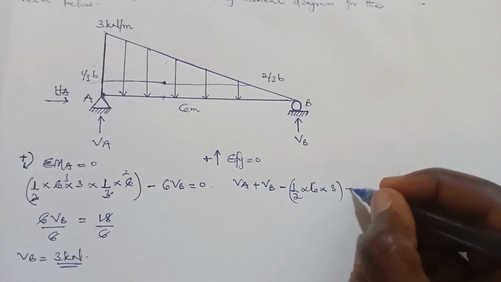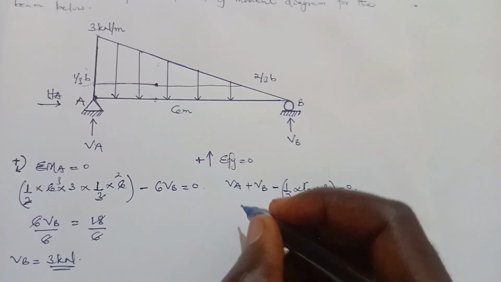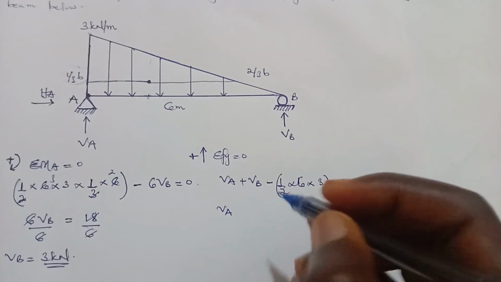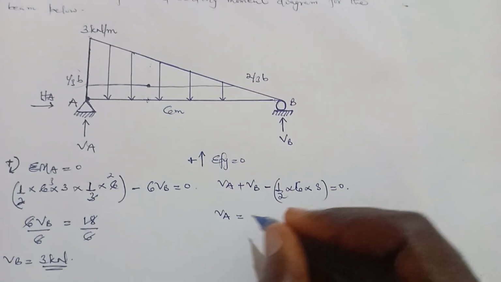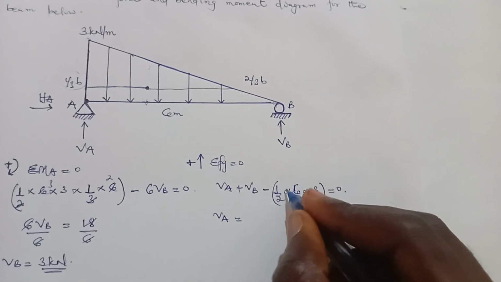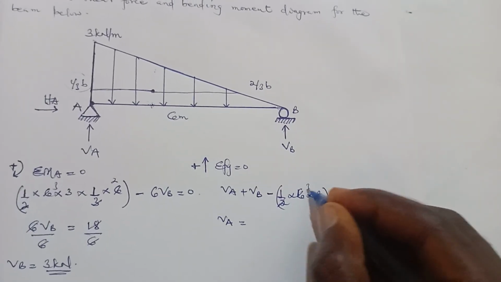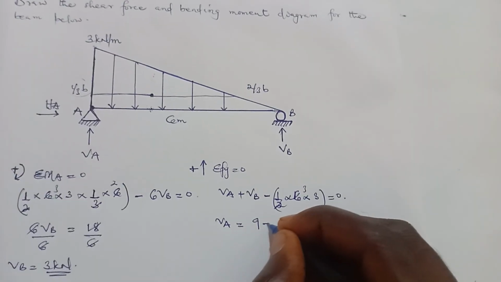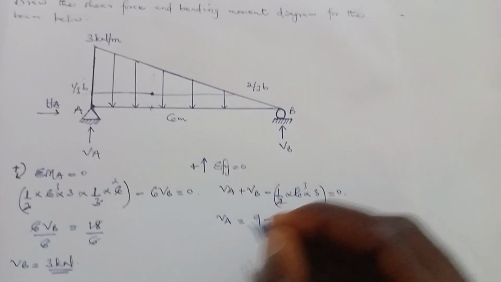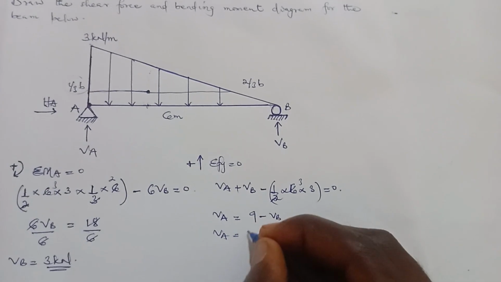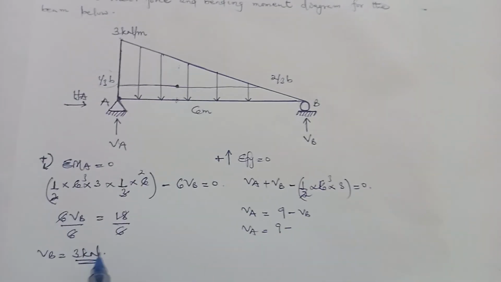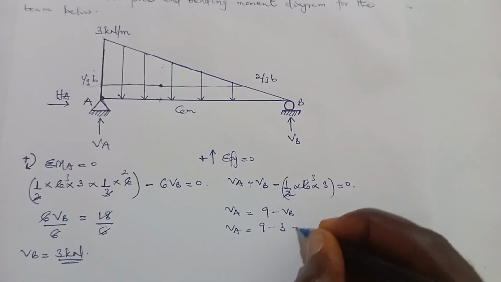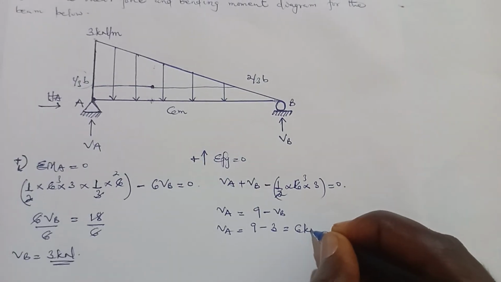So these are the vertical forces. Then we equate it to 0. So let's make VA the subject. VA is equal to, when we solve this and move it to the other side, I get 9 minus VB. VA is equal to 9 minus, we already know VB to be 3. So 3. And this is going to give us 6 kilonewton.